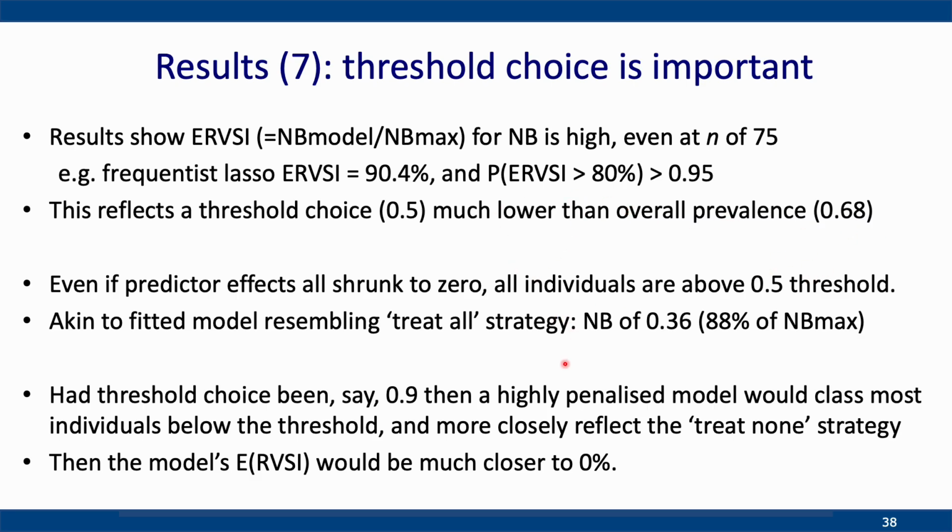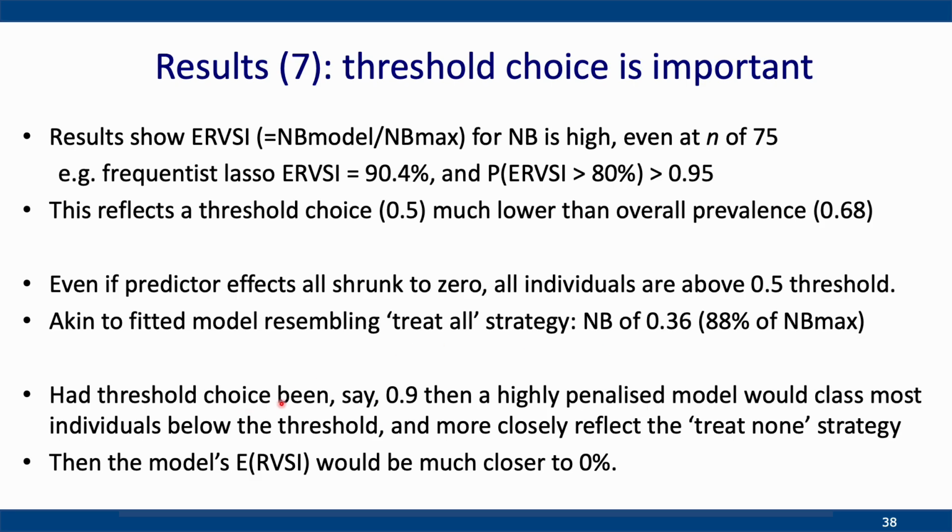So this is basically akin to saying, okay, we're just going to treat everybody. So ignoring any model, we're just going to treat everybody. And the net benefit of that is 0.36, and that's already 88% of the maximum net benefit. So really, all the model's doing is dropping down to what the treat-all strategy would be.